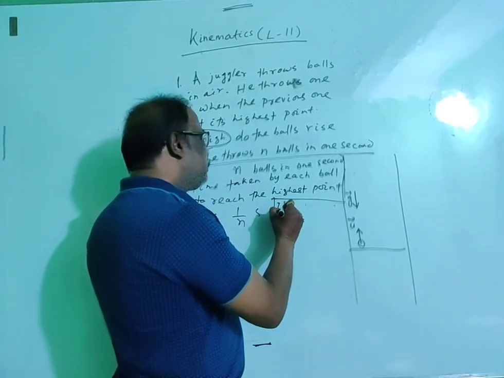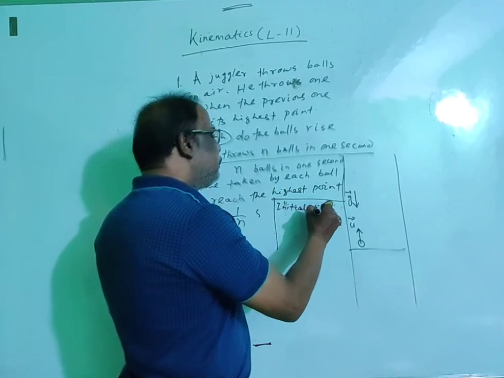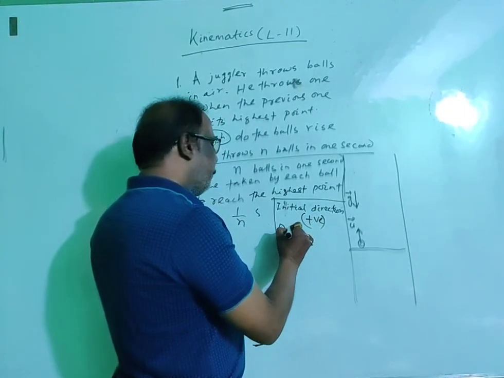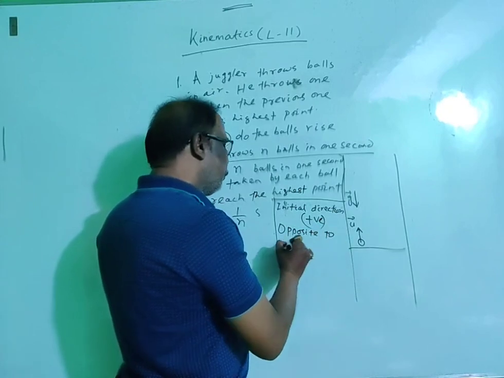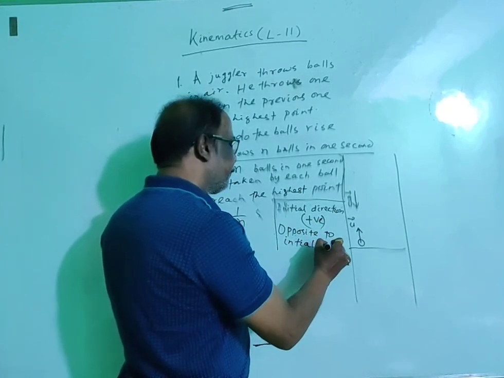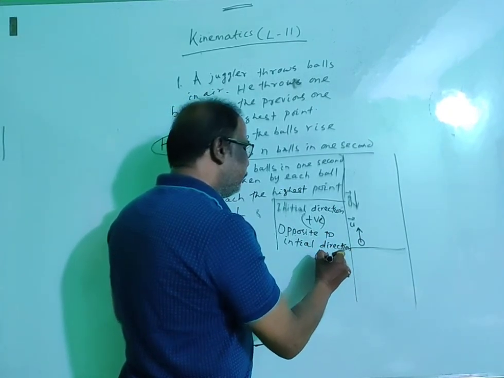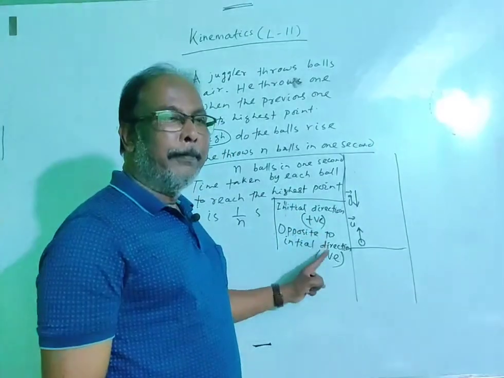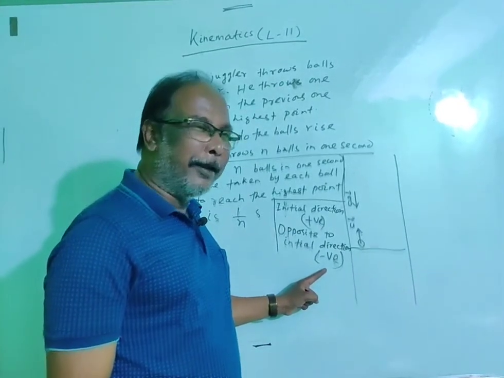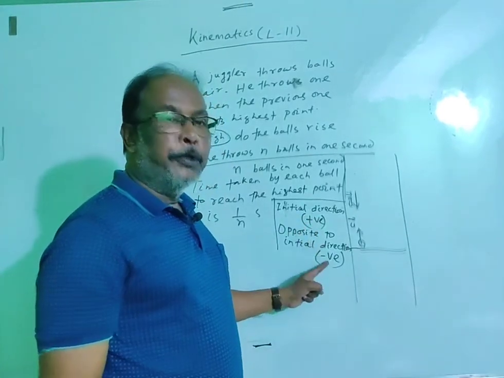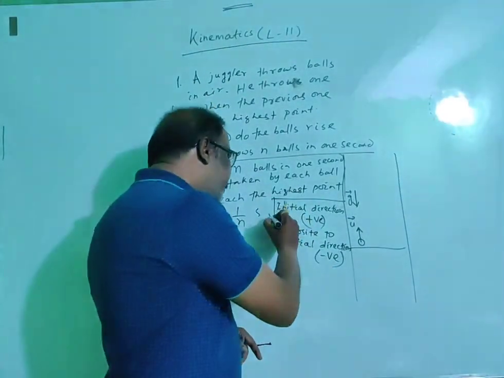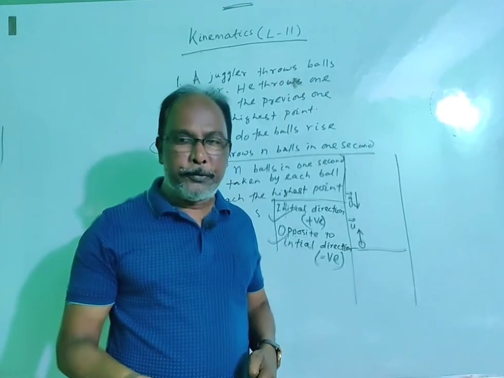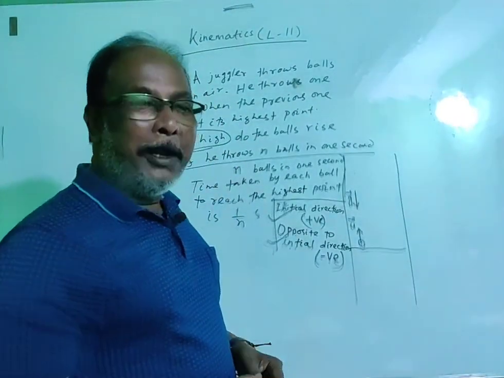The convention is that the initial direction is taken as positive, and the direction opposite to the initial direction you take as negative. Of course, you may take it vice versa: if you take the initial direction as negative, then the opposite to the initial direction may be taken as positive. You may use any one assumption, but I suggest you use this one convention, so that in future you will not get confused. So this is about sign convention.